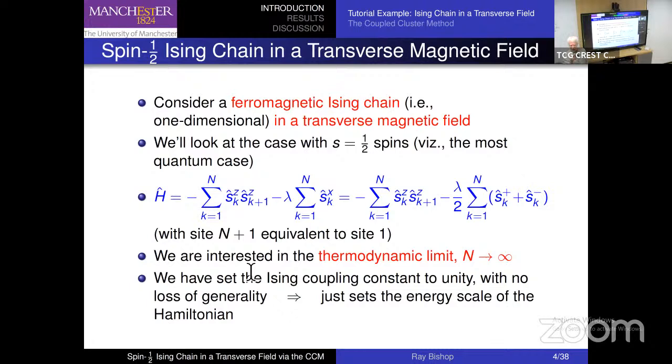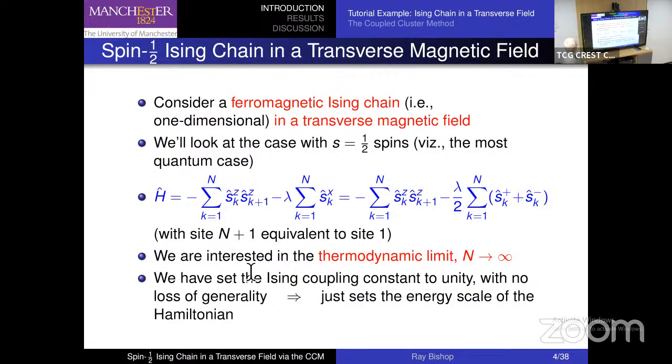That by itself, without the field, is trivial, because the classical solution and the quantum solution is a pure ferromagnet. The ferromagnet is also an eigenstate of that Hamiltonian without the lambda. But now we put on a perturbative field, and the field is transverse, so these two terms no longer commute. So now all bets are off.